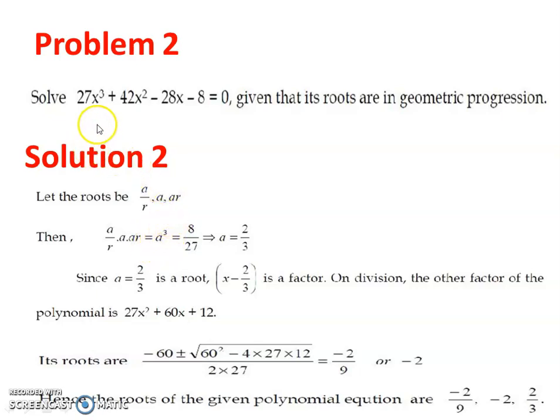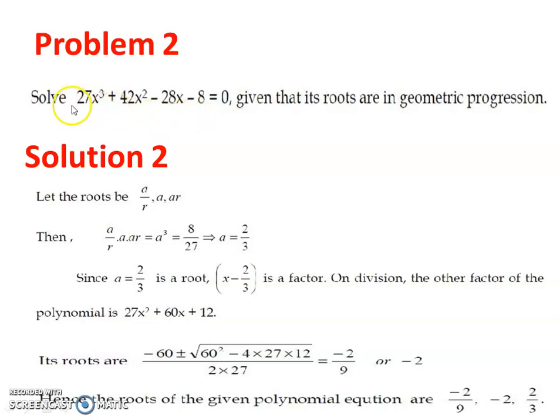But we know that the product of three roots in a third degree polynomial equation will be of the form minus d by a, as in the relationship that we have discussed.